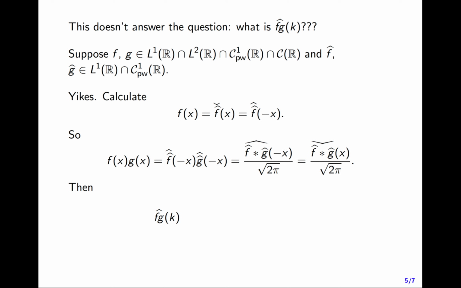And so now if I take the Fourier transform of my original product, fg hat of k, this becomes, okay, we've got a lot of hats here, f hat convolved with g hat. Take the inverse Fourier transform on that, apply the Fourier transform back to that, and divide by root 2 pi. And this, in the best of all possible worlds, is f hat convolved with g hat at k over root 2 pi. So now I have an answer. The Fourier transform of fg at k is the Fourier transform of f convolved with the Fourier transform of g at k divided by root 2 pi.